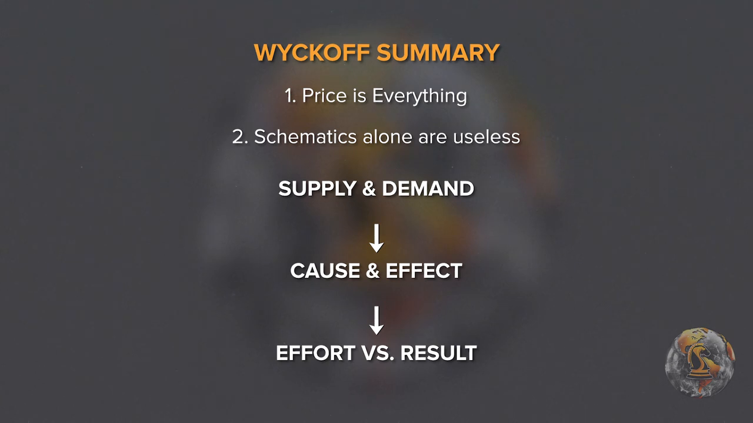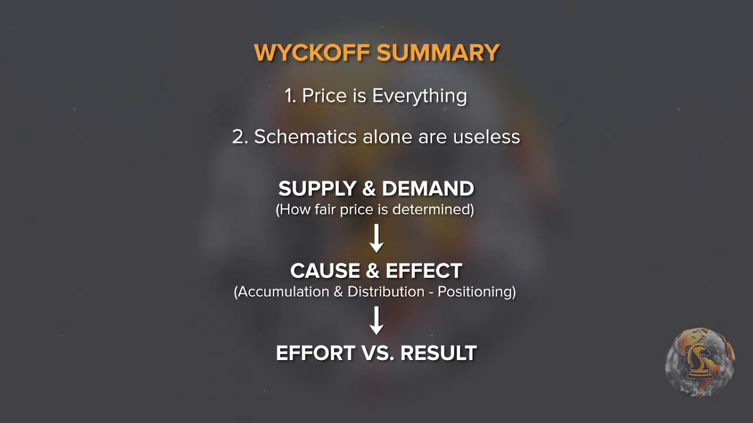Supply and demand is purely determining price. That is why price is everything. That is why price is still the fundamental core of this. Your fair price is determined through the supply and demand dynamics. That is what stops an uptrend or a downtrend, and that is what causes the subsequent move. Moving through to accumulation and distribution, seen as cause and effect, we determine that through both the schematic and the positioning of the traders over time.